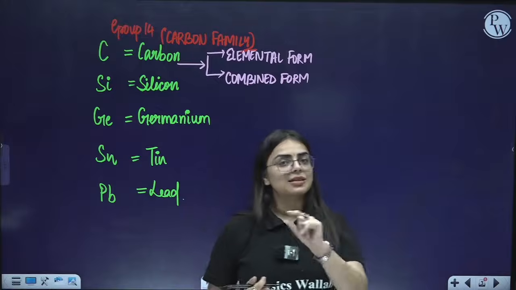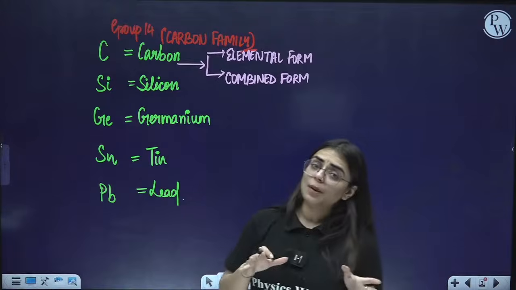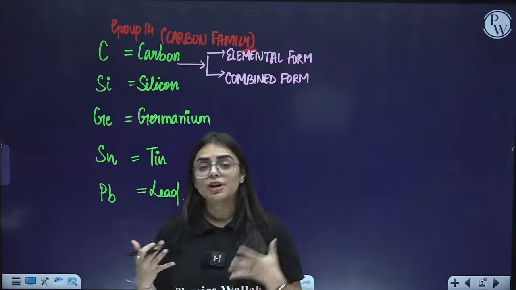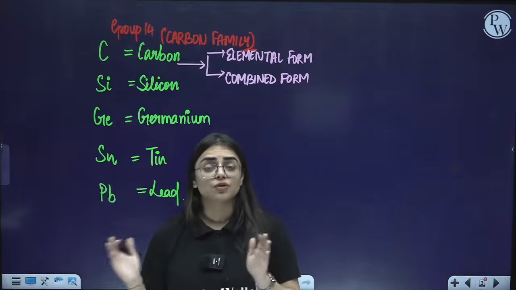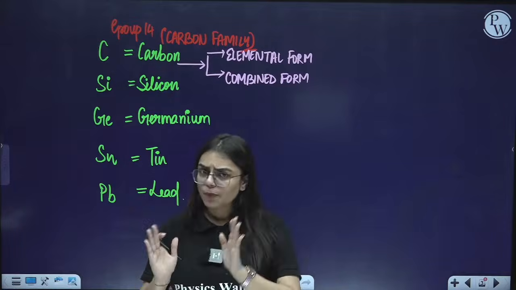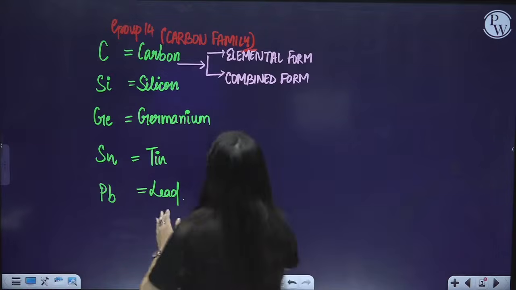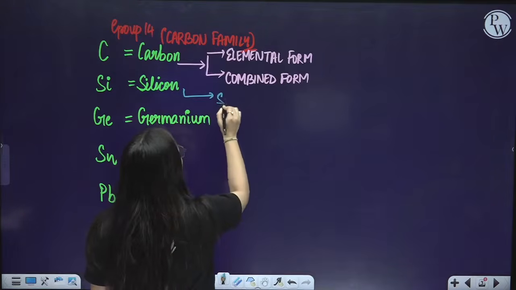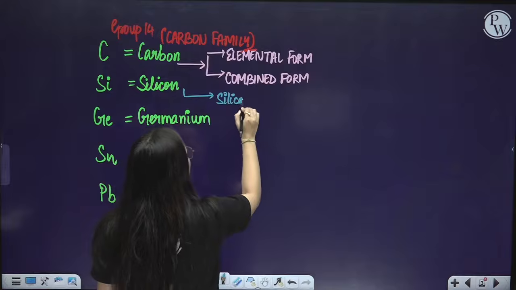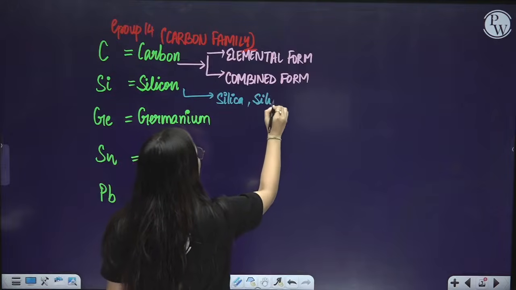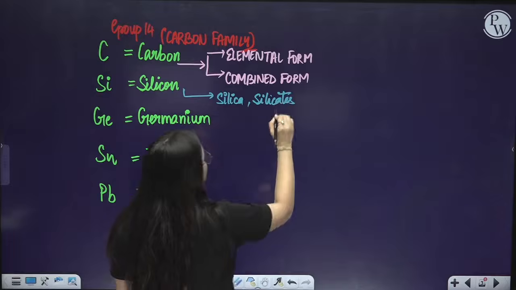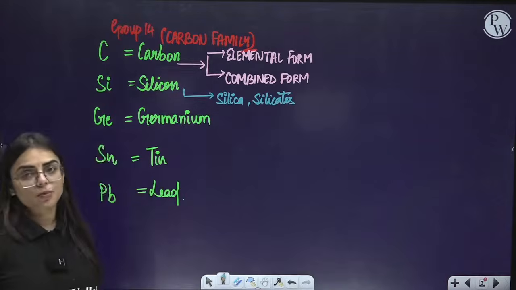For example, it is existing in the hydrocarbons, as carbonates, as CO2. So that is what is a combined form. Point clear? If I talk about silicon over here, silicon exists in the form of silica or in the form of silicates.